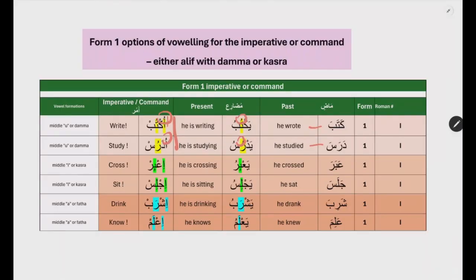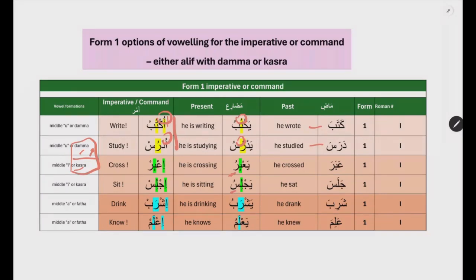Then we have another type like abara, ya'biru and jalasa, yajlisu. If you look at the middle letter here, this has a kasra here and a kasra here. Now when it's a kasra, what happens is that the ta of the second person jussive, you have to change it to an alif in order to get to the imperative. So when you put the alif, you now have to decide, do you put a u, an a, or an i? Which vowel fits on that particular alif?